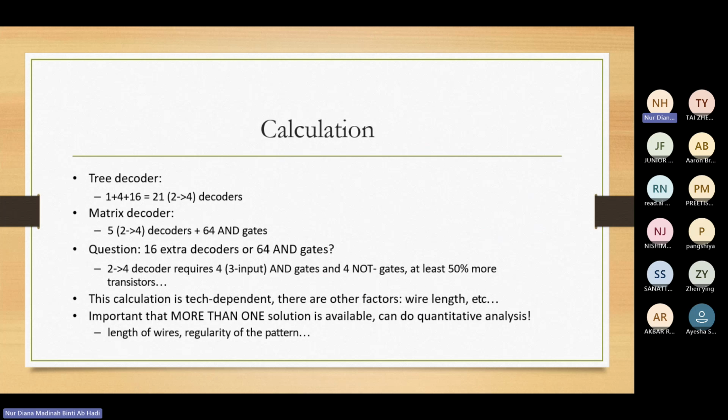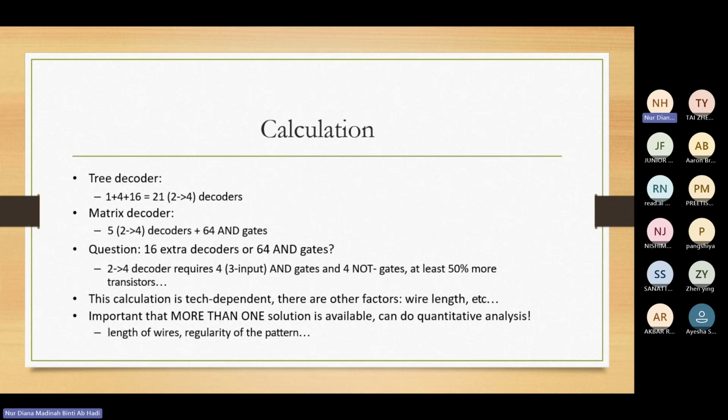So the question: 16 extra decoders or 64 AND gates, which one will be better? A 2-to-4 decoder requires 4 3-input AND gates and 4 NOT gates, where at least you're going to get 50% more transistors.